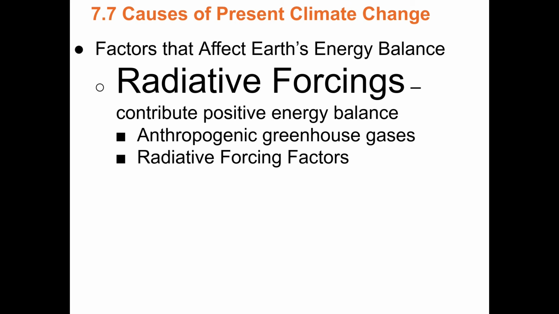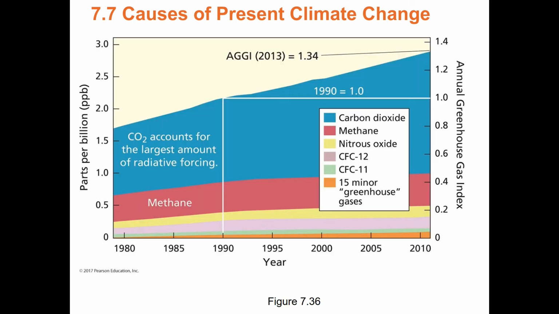I put radiative forcing really big. Radiative forcing, or RF factors, make the climate warmer or colder. So positive radiative forcing makes it warmer. Negative radiative forcing makes it cooler. So scientists looked at the relative amounts of warming, and blue is carbon dioxide. So you can see the majority of warming from greenhouse gases is carbon dioxide. Number 2 is methane.